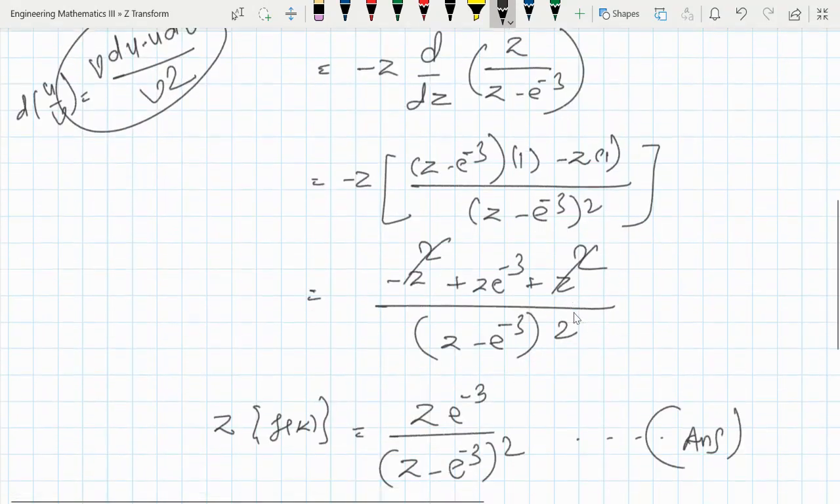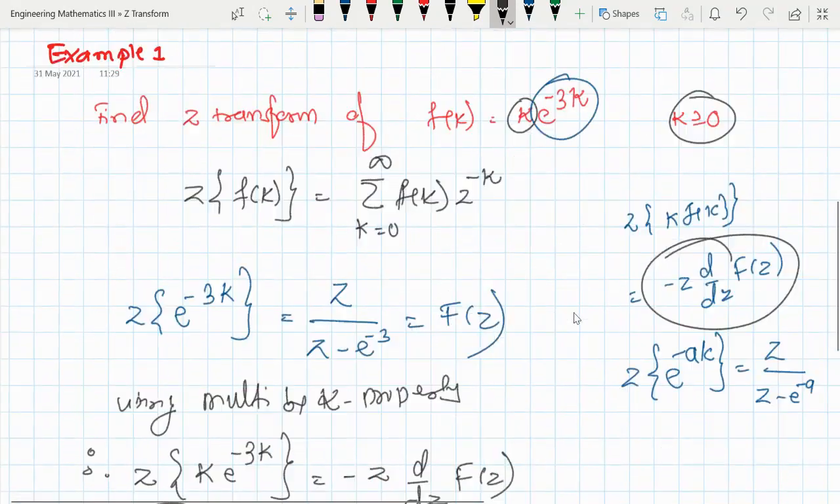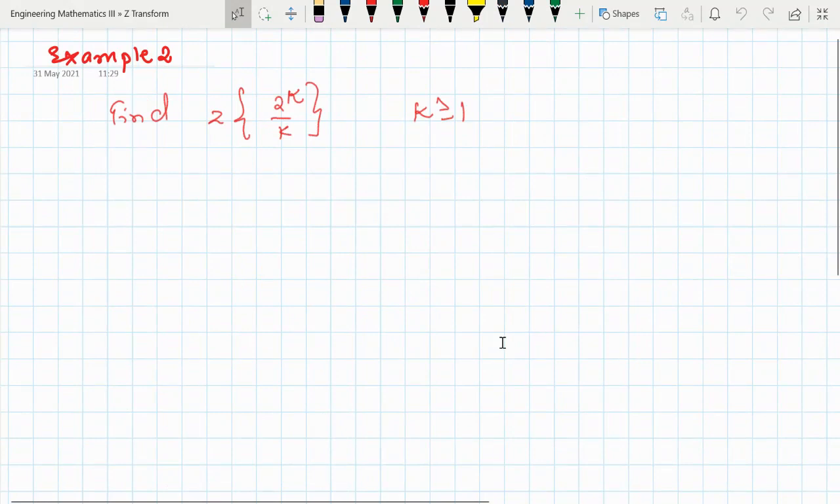Let us come to the next. What is next? The Z transform of 2 raised to k upon k. This example is based on the division by k property. But what is the strange thing here? This k is greater than or equal to 1. We don't want that. What to do? Because we have the standard result.